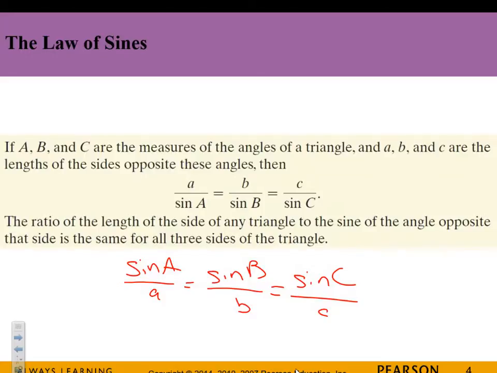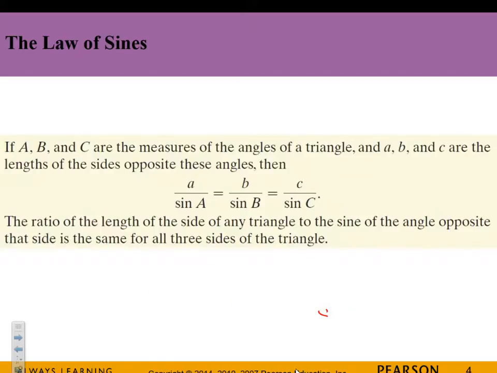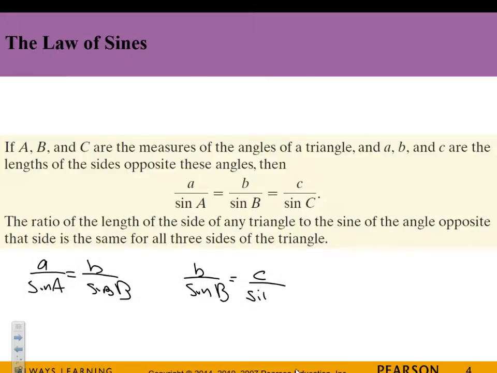Now, caution also. You're not filling everything in. When you're working with the law of sines, you're going to end up doing 2 of these at a time only. So you might do little a over sine A is equal to little b over sine B. Or you might go little b over sine B is equal to little c over sine C. Or you might be doing little a over sine A is equal to little c over sine C. So you'll do any one of those 3 combinations, but you will not fill in the whole thing.